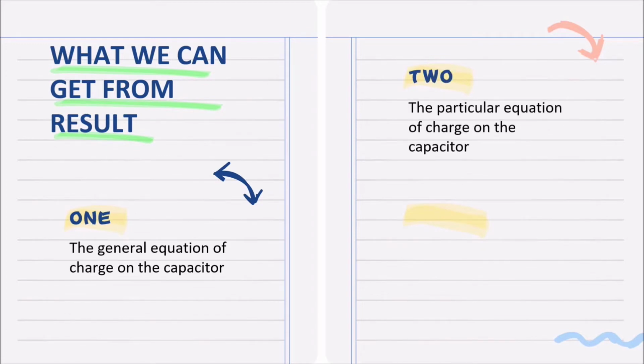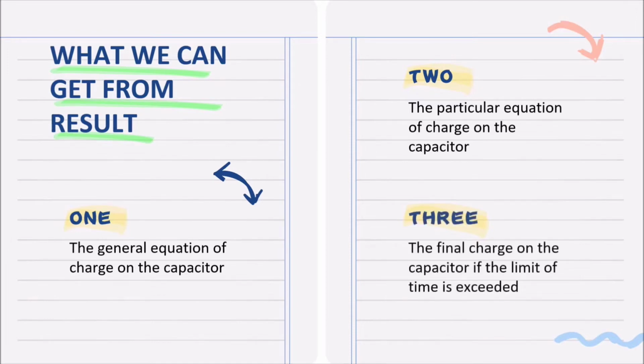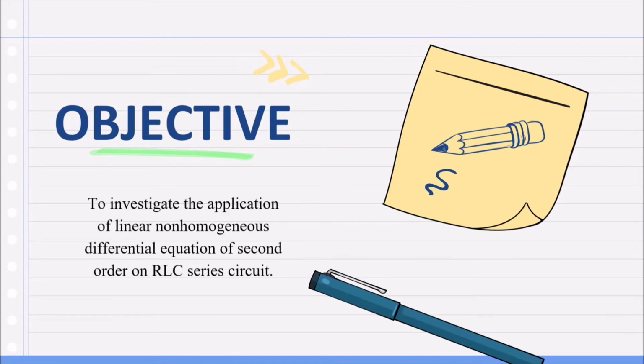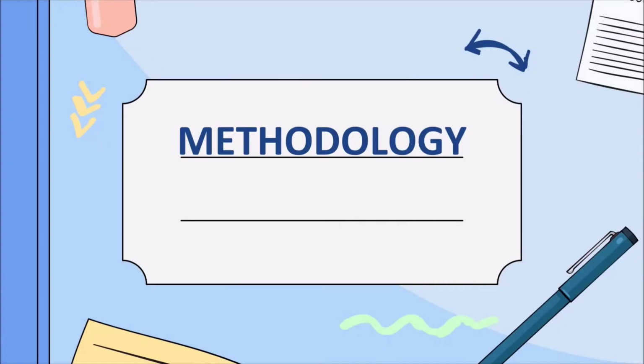Second, after we substitute the initial charge on the capacitor and the initial current, we can get the particular equation of charge on the capacitor. Third, the final charge on the capacitor if the limit of time is exceeded. The objective of this project is to investigate the application of linear non-homogeneous differential equations of second order on an RLC series circuit. Now, let me explain the methodology.